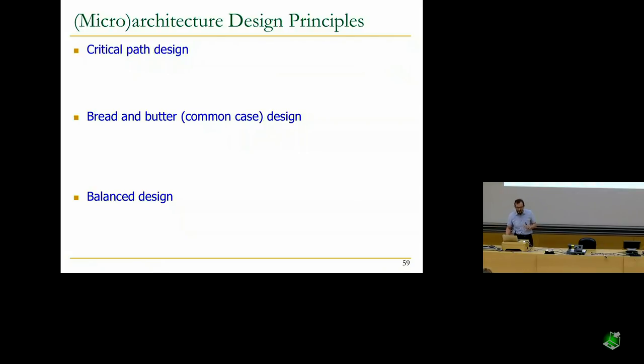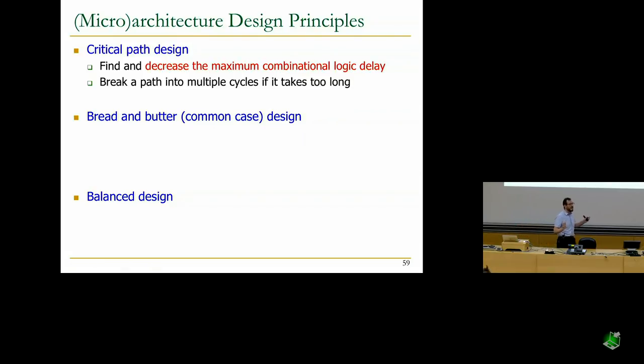So the first one is critical path. Ideally, if you want to build a high performance processor, you want to minimize the critical path delay. How long is your clock cycle? That should be as small as possible. This makes sense because if you want to maximize performance, you have 3 levers. One of them is the clock cycle time, right? You want to minimize the clock cycle time. And basically you want to find and decrease the maximum combinational logic delay. You want to break a path into multiple cycles if it takes too long.